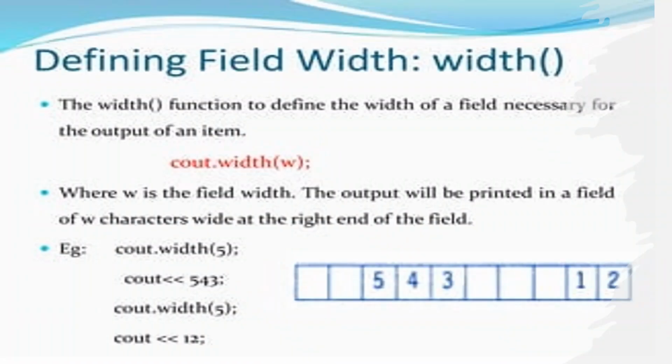Defining field width. How are we going to define that width? The width function is used to define the width of the field necessary for the output of an item. In cout.width(w), w is the field width. The output will be printed in a field of w characters wide at the right end. Suppose it is cout.width(5). What is going to happen? cout.width(5) and then cout prints the value 543. What will be the output of this program?